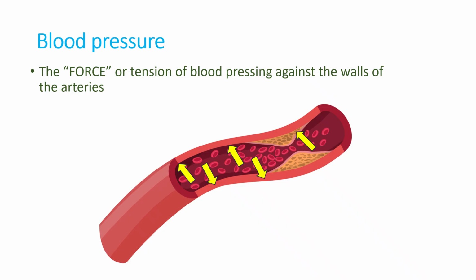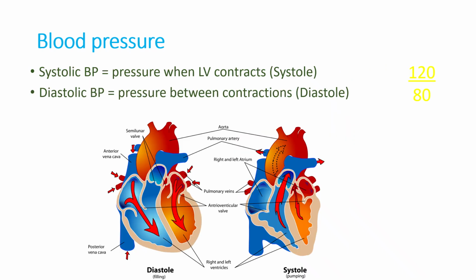Blood pressure is defined as the force or tension of blood pressing against the walls of the arteries. It is normally measured by two digits: your systolic BP, or the pressure when the left ventricle contracts, also known as your systole, and your diastolic blood pressure, known as the pressure between contractions, or diastole.